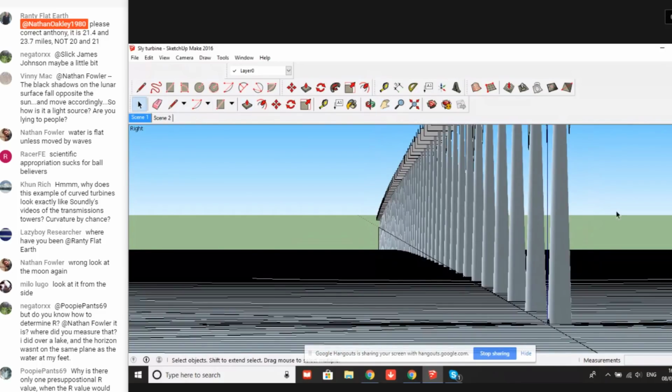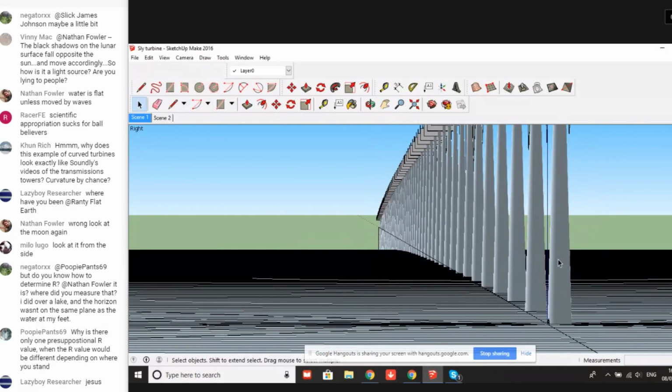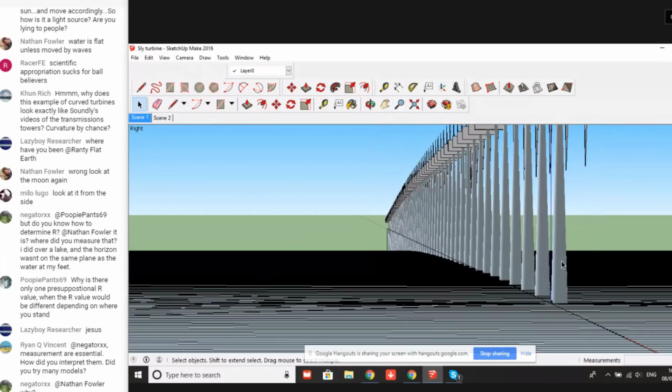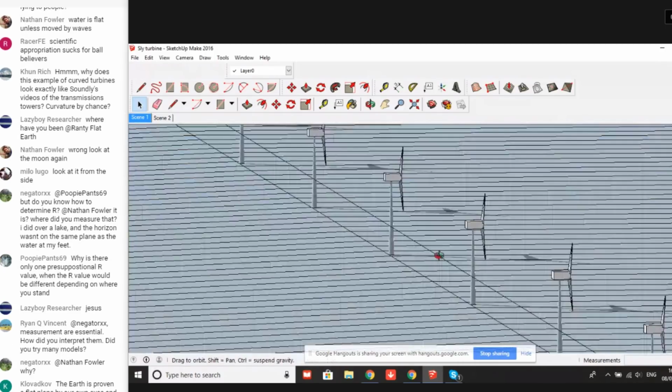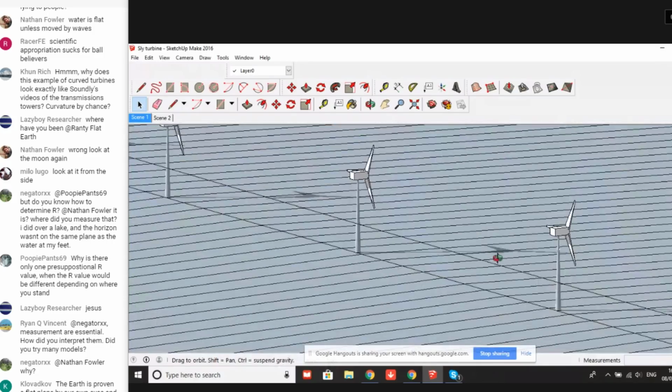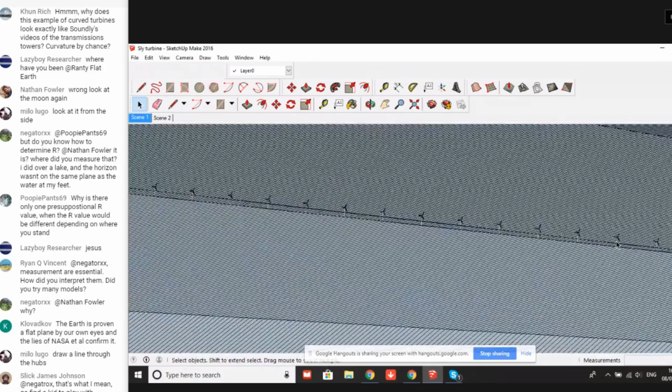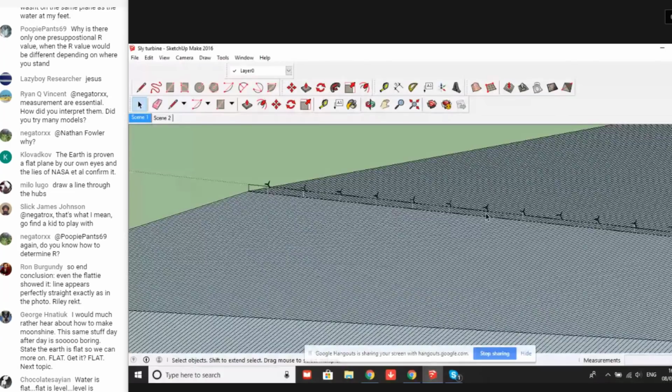So 1, 2, 3, 4, 5, 6, get rid of 7, all of them except the last 8 turbines on show. So 8 turbines from the end, from the 20 mile. I will delete all the others. Yes, please. Keep the last 8. Keep 1, 2, 3, 4, 5, 6, 7, 8, and we'll keep 9 just in case, and I'll start from here.